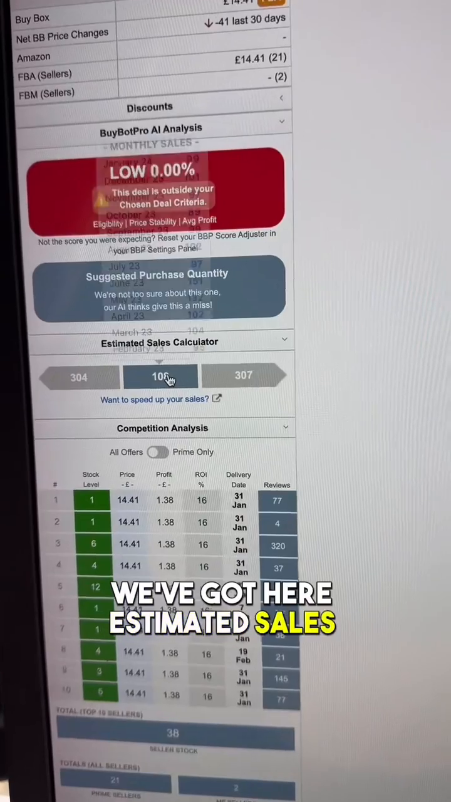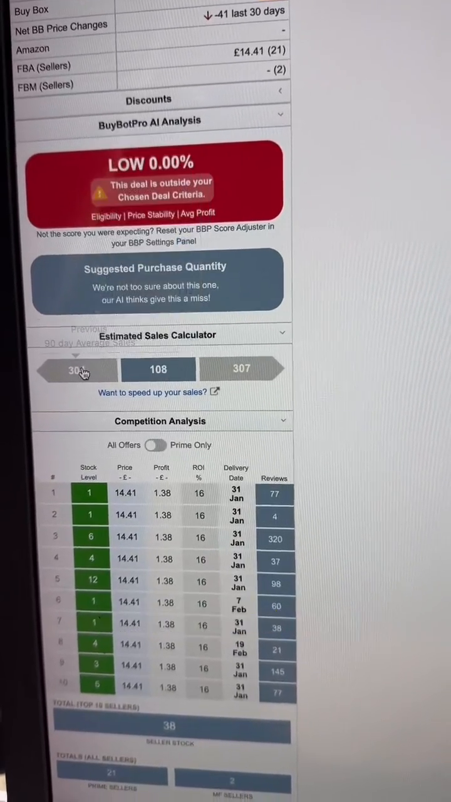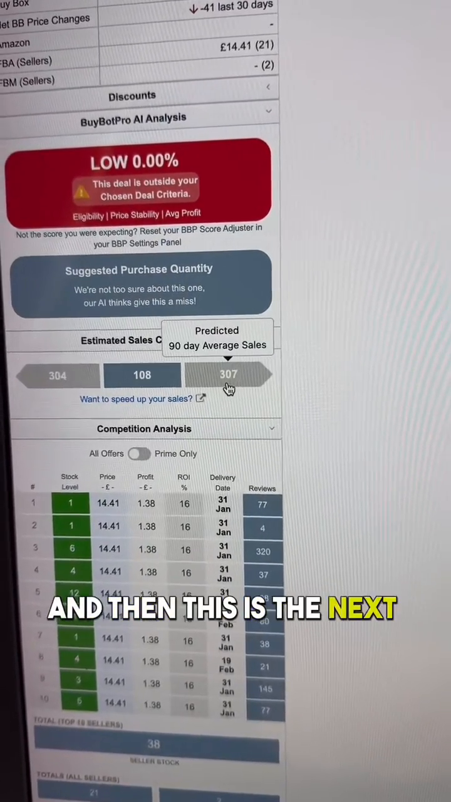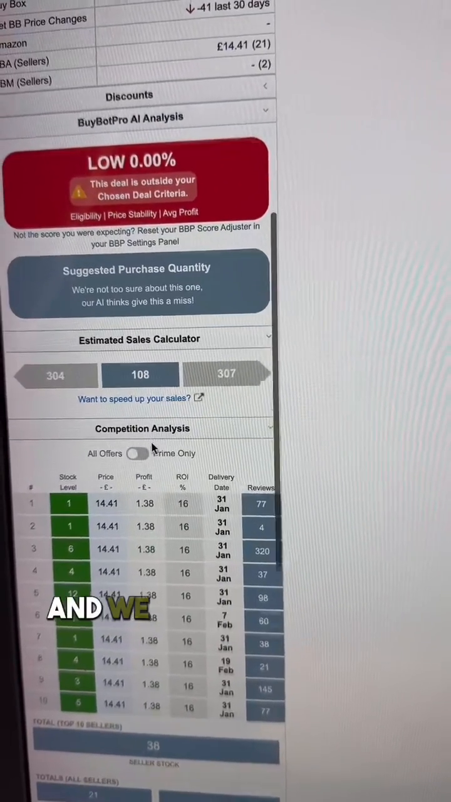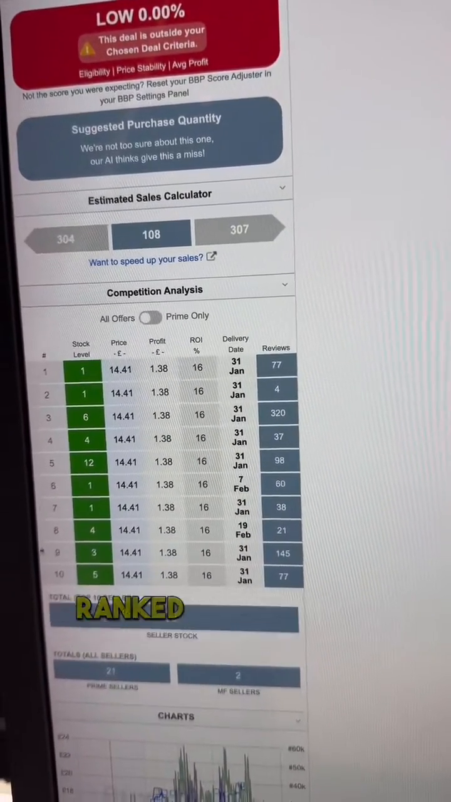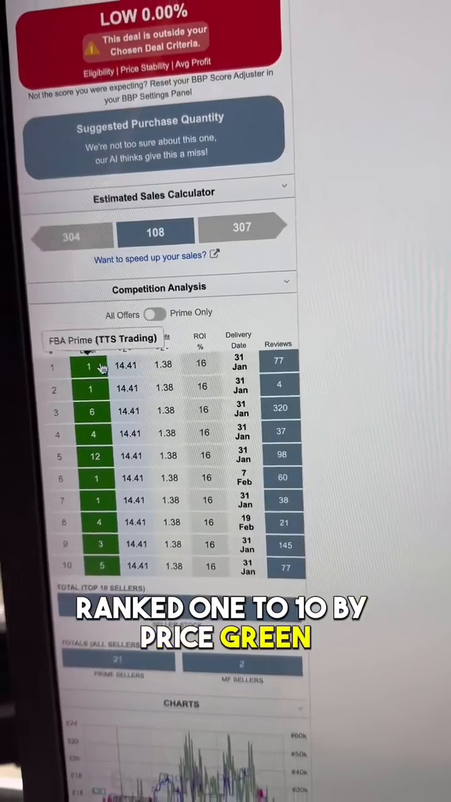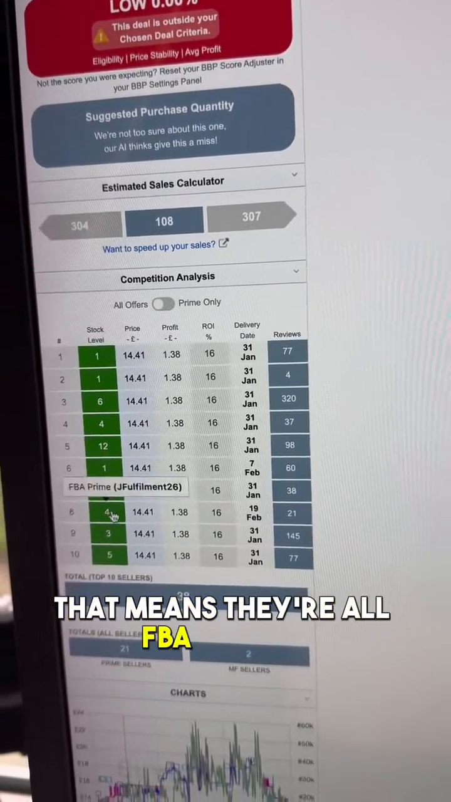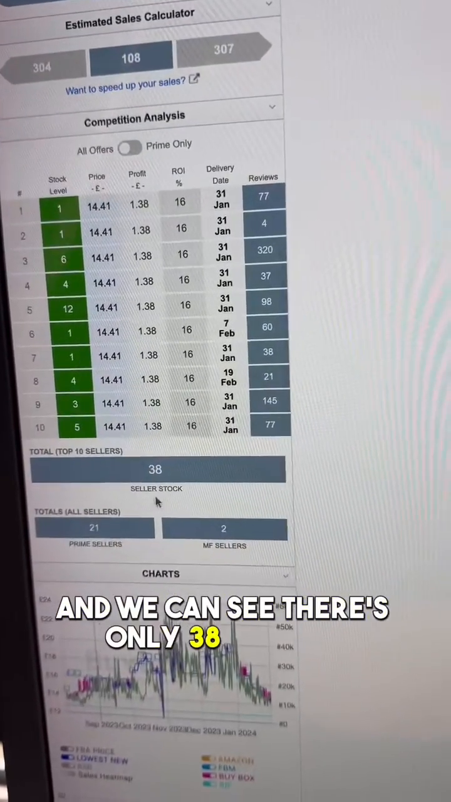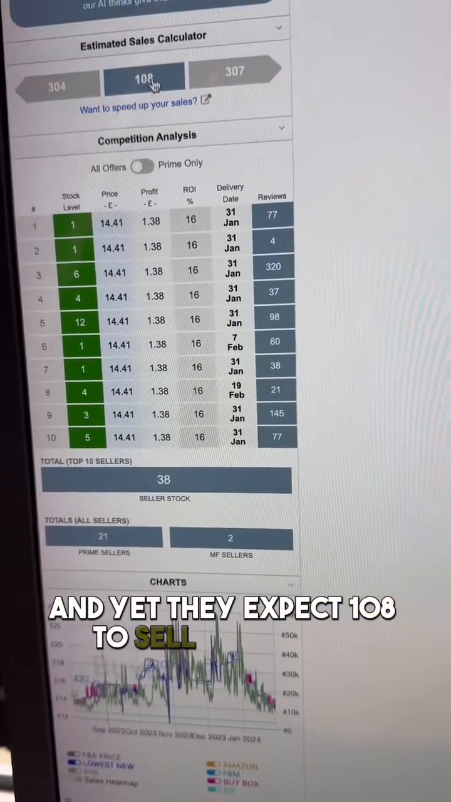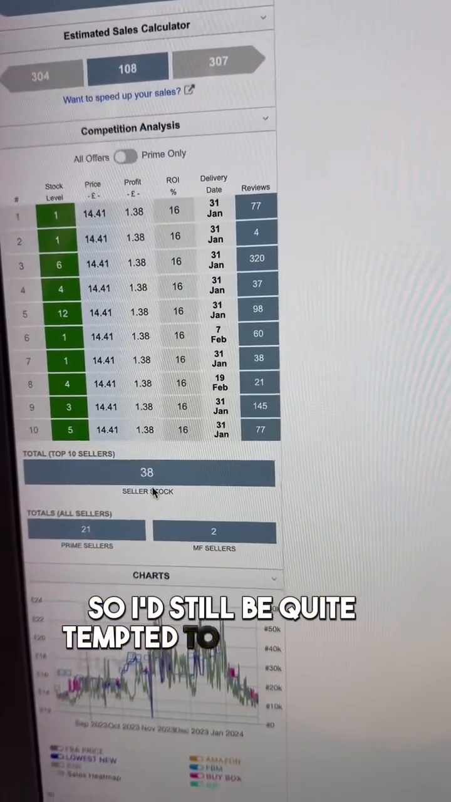We've got here estimated sales calculated. That's this month, that's the previous quarter, and then this is the next quarter estimated sales. And we can then see the top 10 sellers here ranked 1 to 10 by price. Green, all of them green, that means they're all FBA sellers. And we can see there's only 38 in stock, and yet they expect 108 to sell this month. So I'd still be quite tempted to go for this.